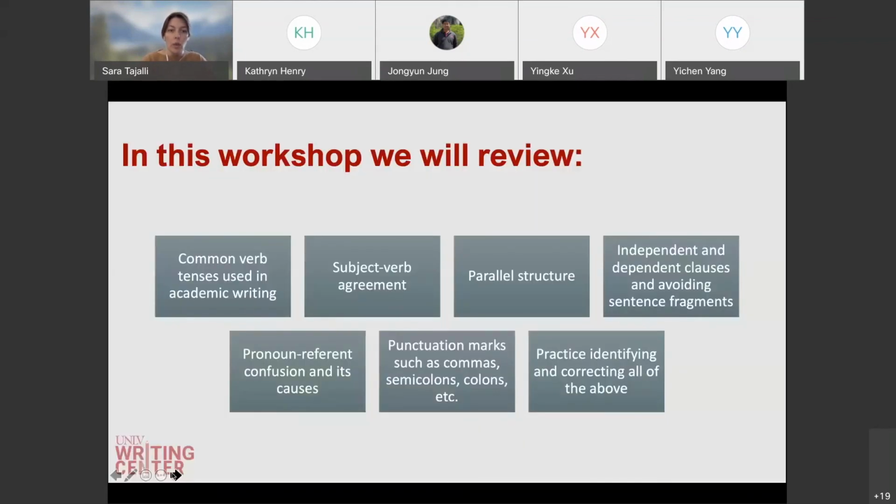So some of the issues that we see are common verb tenses, subject verb agreements. We'll also talk about some of the expectations of tenses that are in academic writing. We'll also talk about parallel structure, clauses, sentence fragments, comma splices, things like that. We'll also discuss pronoun referent confusion and some punctuation marks that we see a lot of errors with as well. And it'll just be more of a refresher for everybody too. And in the end, we'll do a little practice together.